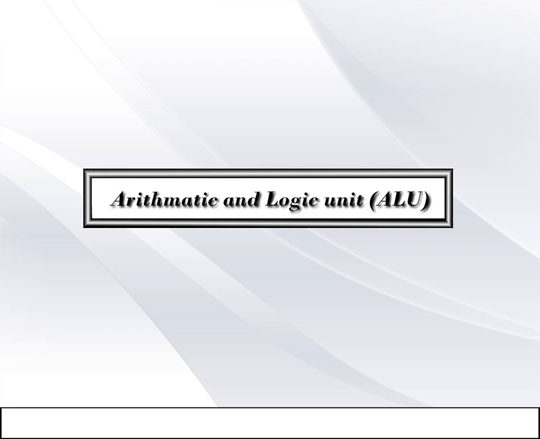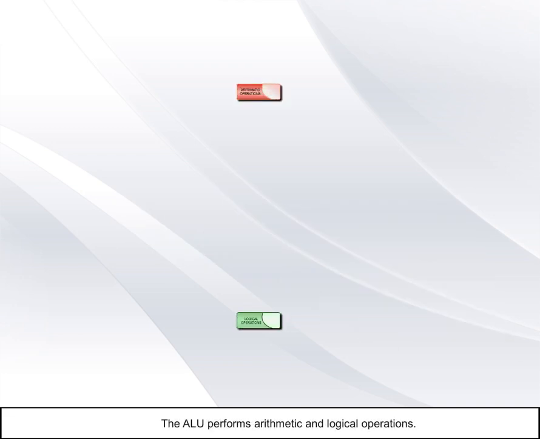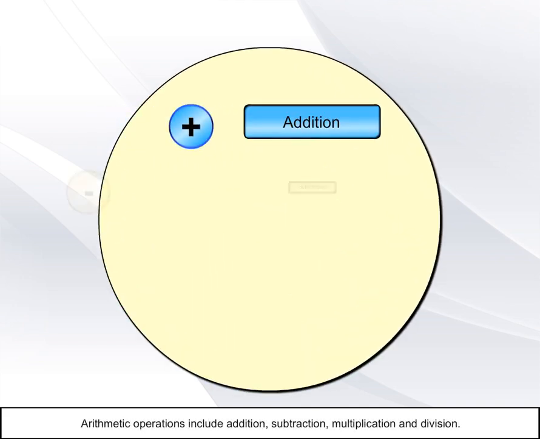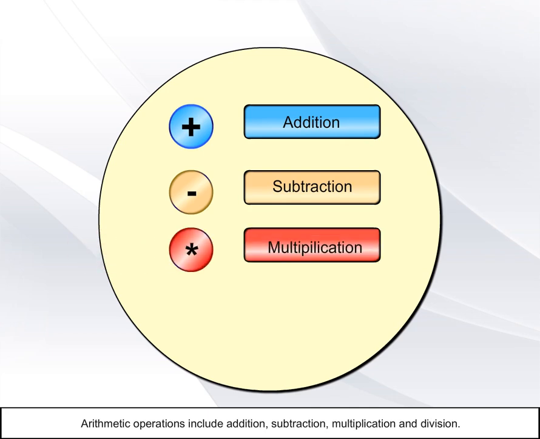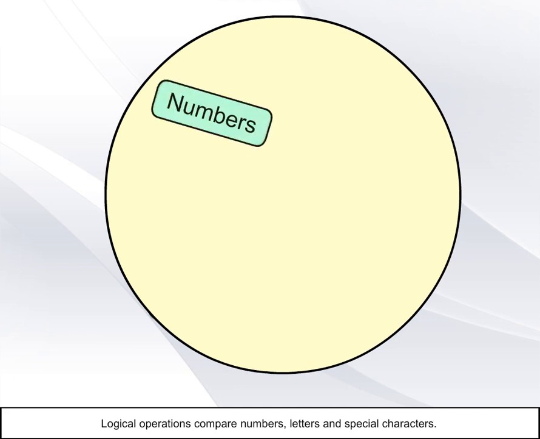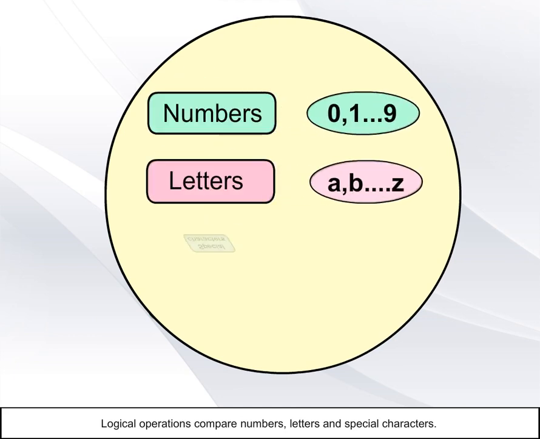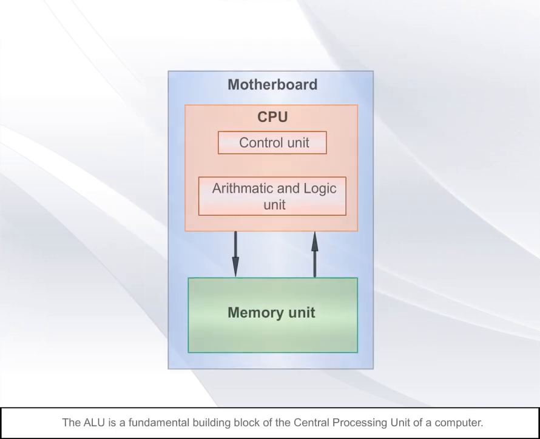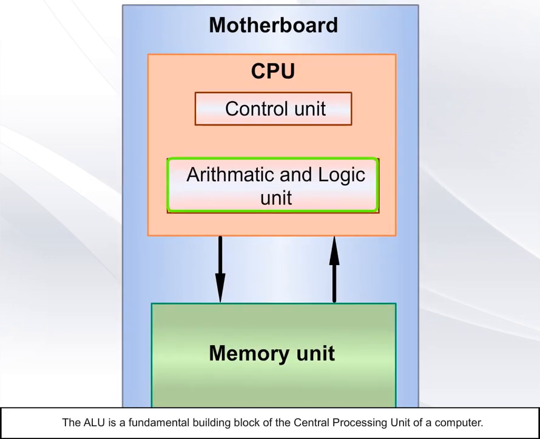Arithmetic and Logic Unit, ALU. The ALU performs arithmetic and logical operations. Arithmetic operations include addition, subtraction, multiplication, and division. Logical operations compare numbers, letters, and special characters. The ALU is a fundamental building block of the central processing unit of a computer.